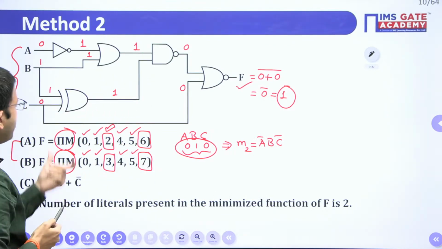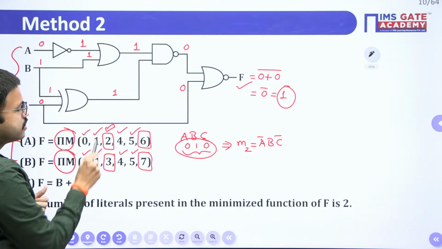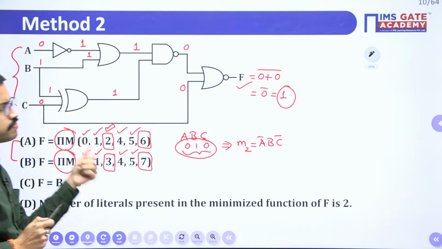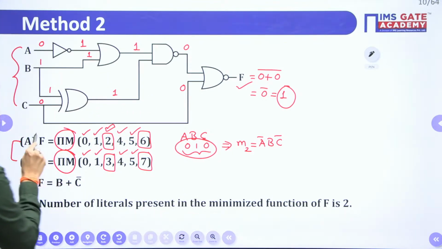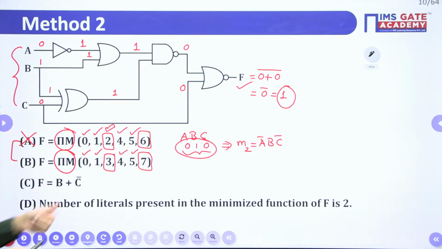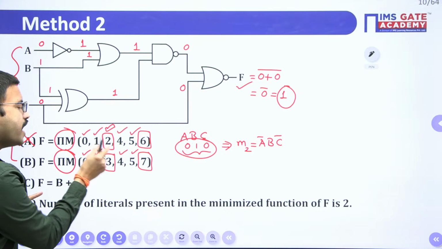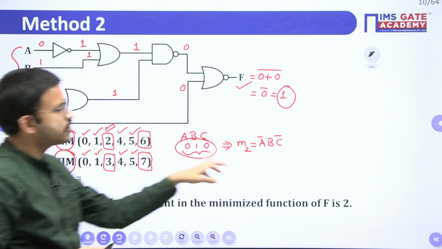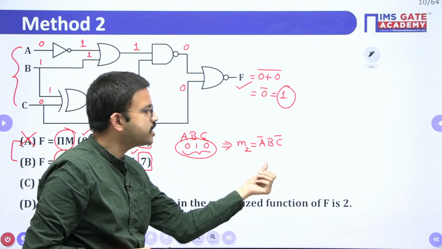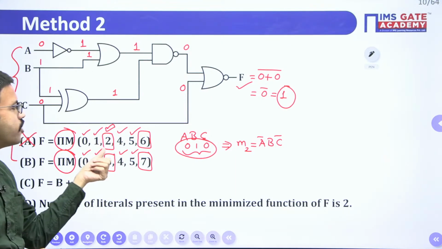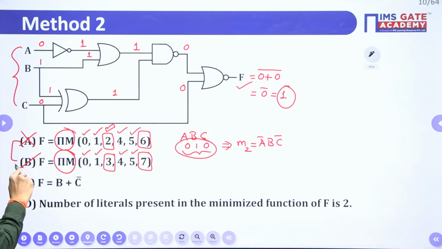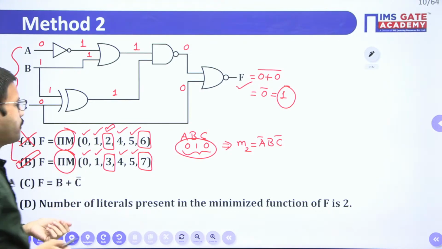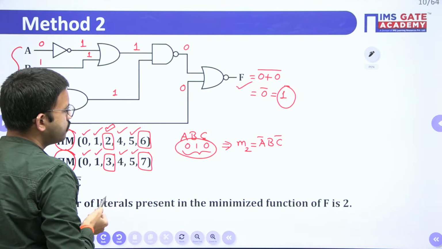But here they have mentioned number 2 in the max term, whereas here we got min term 2. So that means option A you can eliminate. Since they have mentioned max term, and here we are getting a min term with 2, you can straight away choose option B. If you have any doubt, let us verify for other combinations also.